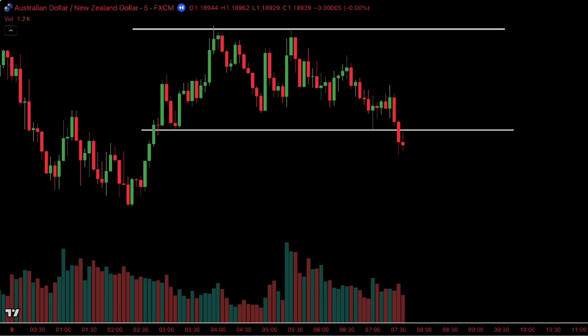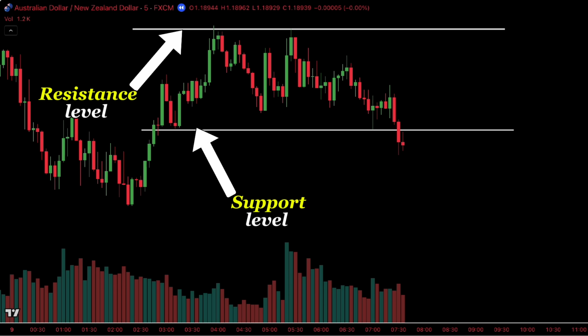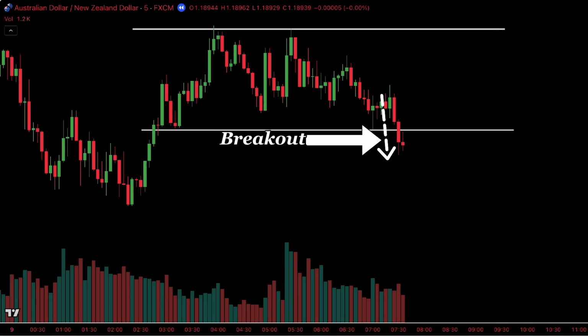Here we have the Australian dollar versus New Zealand dollar 5-minute chart. As you can see, the market forms a clear resistance level here and a clear support level here. This creates a range-bound market. Now look at what happens next. The market starts moving inside the range, and then suddenly it breaks below the support level. This breakout is important, because once the support is broken, it becomes a new resistance. And this is what we call a flip level.